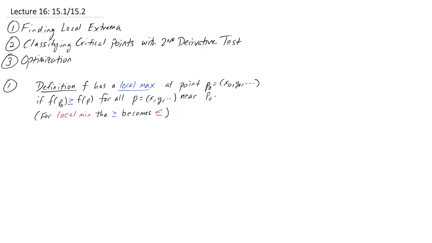So a function has a local max at a point if that point is the highest point, or has a function output that's greater than all points next to it. So if this is my p naught, then all p that are near p naught have outputs that are lower than the output of p naught. And the inequality reverses when it's a local min.